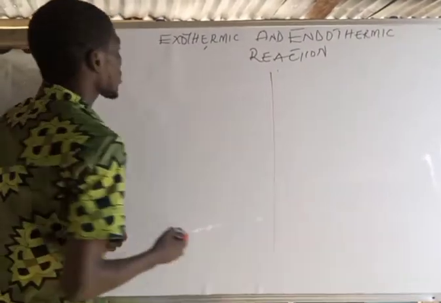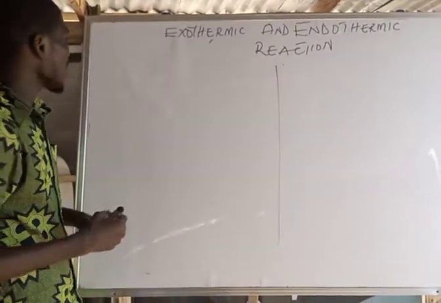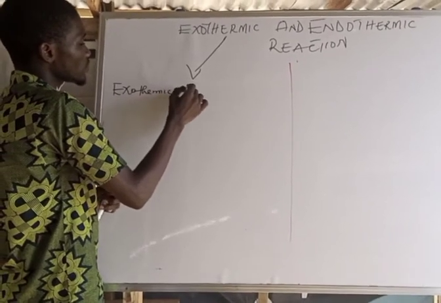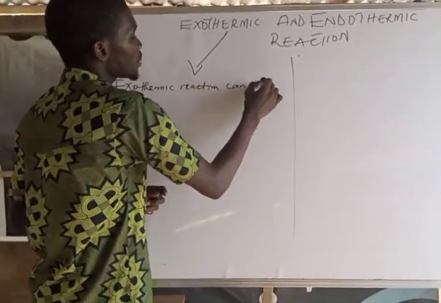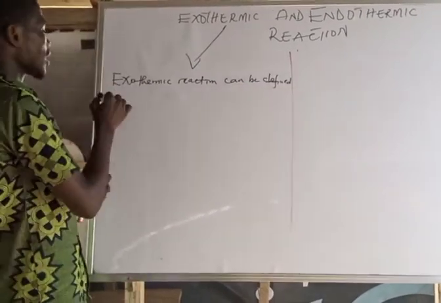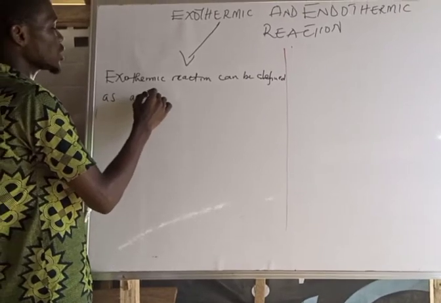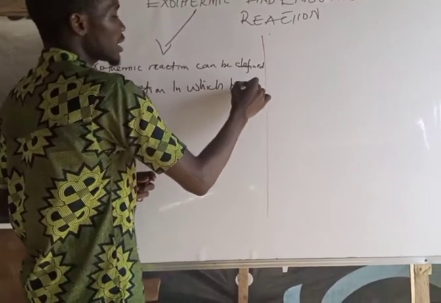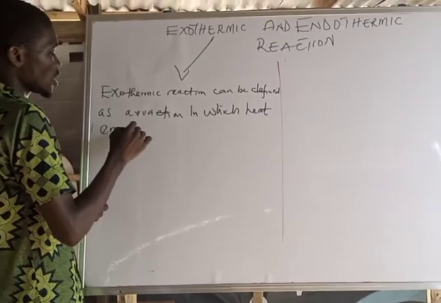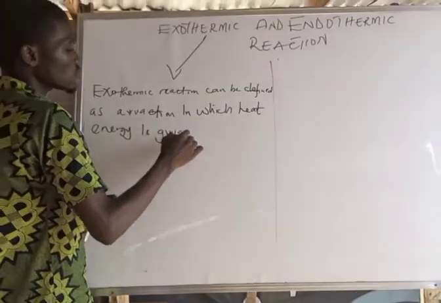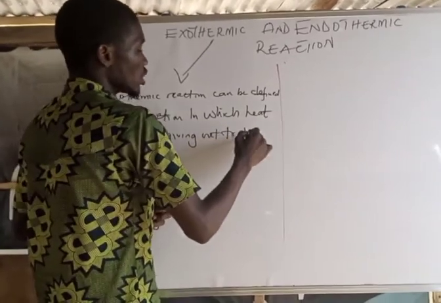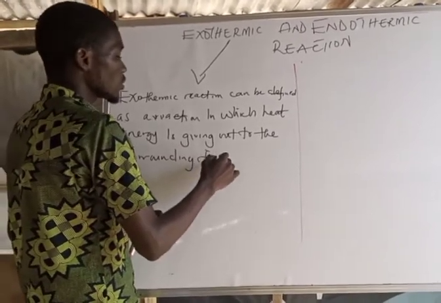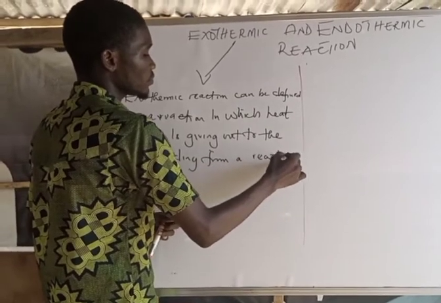What is an exothermic reaction? So we can say an exothermic reaction can be defined as a reaction in which its energy is given out to the surrounding from a reacting system.